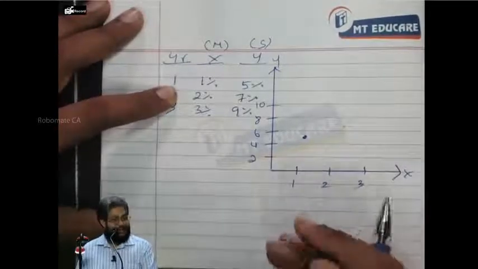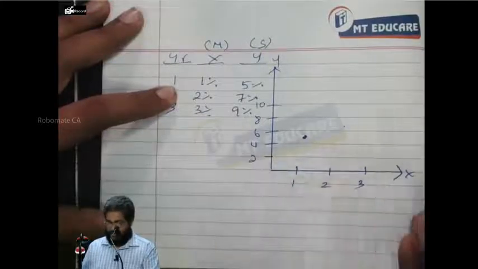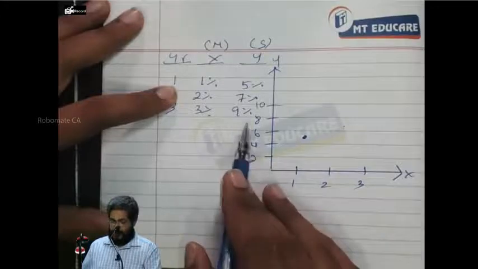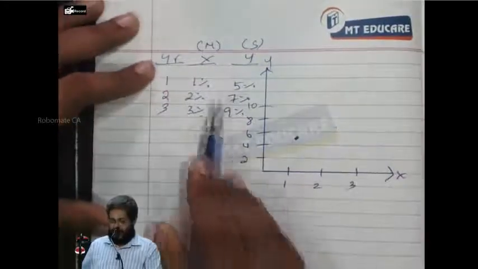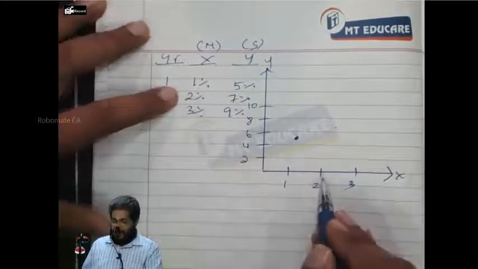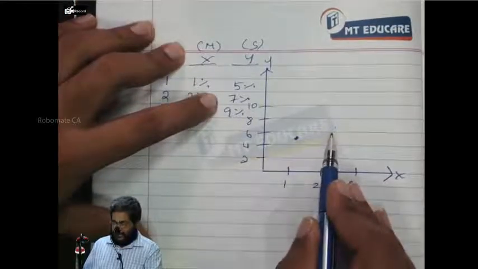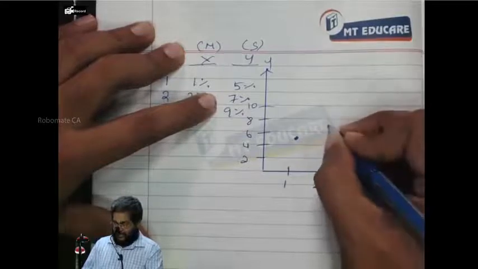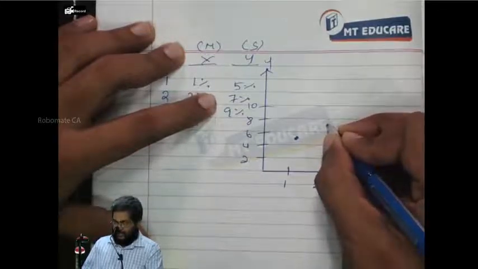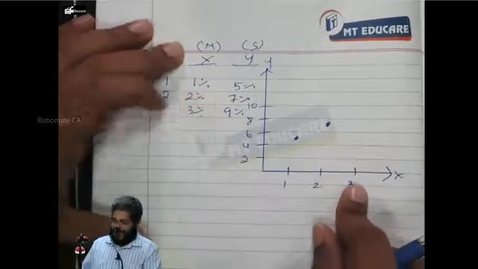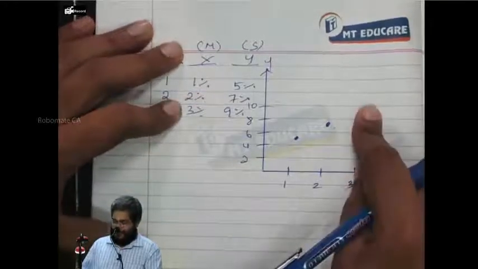What's happening here? Security is 2, market is what? 7%. This is 4, this is 5, this is 6. Approximately keep it here. Okay, now 3. This is how much percent? 9%.